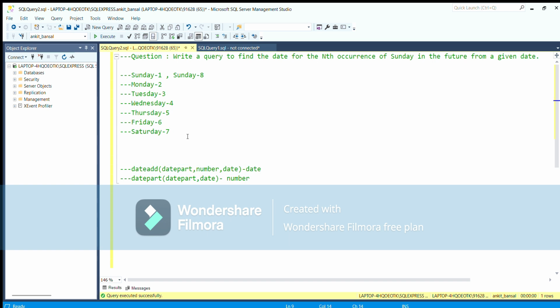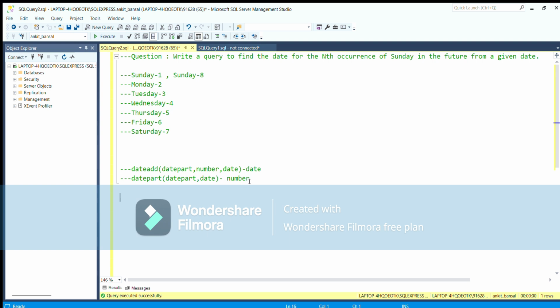And the weekday. In SQL, by default, we have weekday numbers saved. In the weekday, 1 means Sunday, 2 means Monday, 3 means Tuesday, 4 means Wednesday, and so on. I will explain it later why I've written it over here as Sunday, weekday 8. As of now, you need to remember that we have 7 days in a week, and the first weekday is 1, which is Sunday. It is already saved by default in SQL.